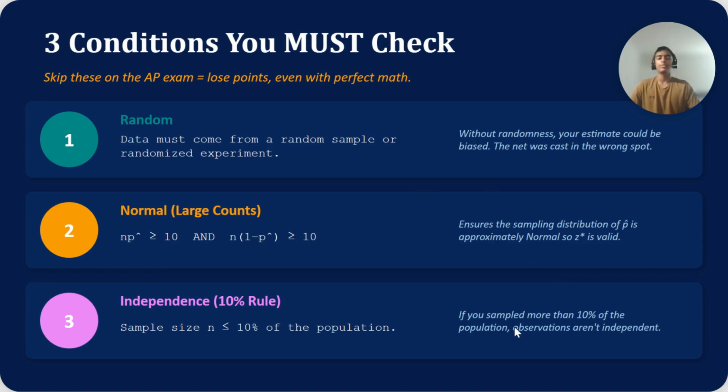Now, condition 3, the independence or 10% rule. Your sample size should be no more than 10% of the population. If you're surveying students at a school of 2,000 students, your sample of 200 is exactly 10%, and that's the cutoff. Usually this one's fine, but you still need to state it and prove it.